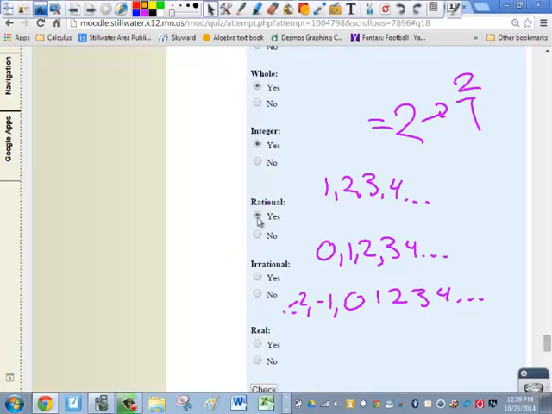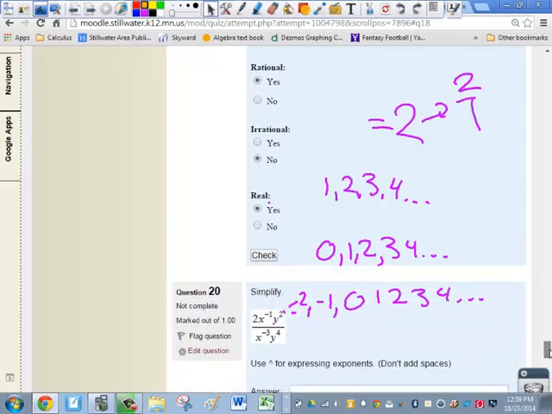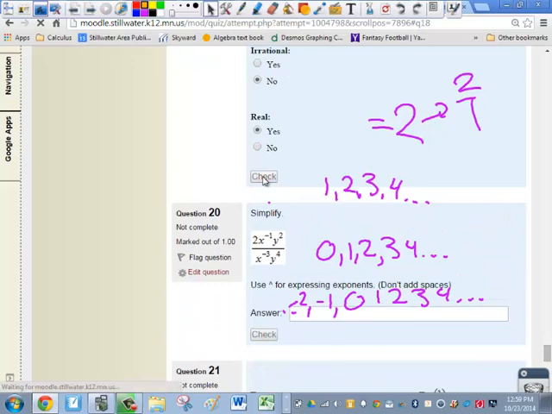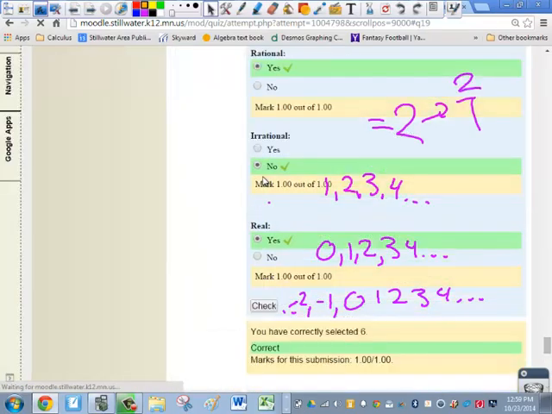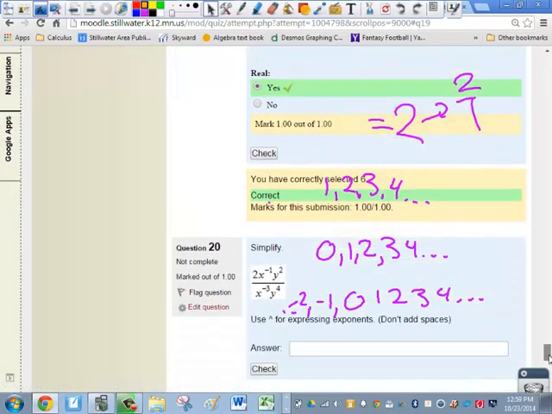Is it irrational? Nope, it's not irrational. This is the only one it's not. It's not irrational, and it's real. Irrational numbers cannot be put in a fractional form. I just put it in a fraction, thus it's not irrational. So that's the answer for these 3 right here. Let's check those out. Good. Moving on.